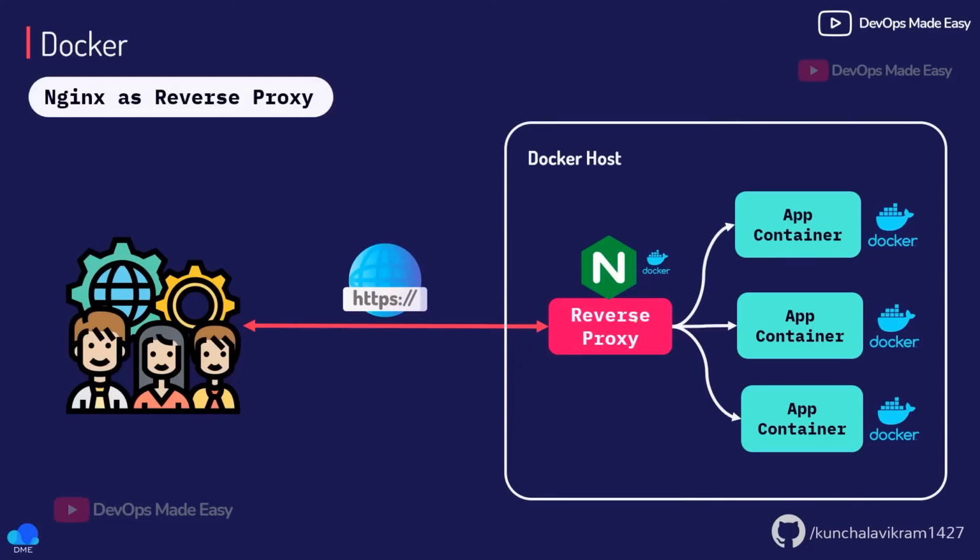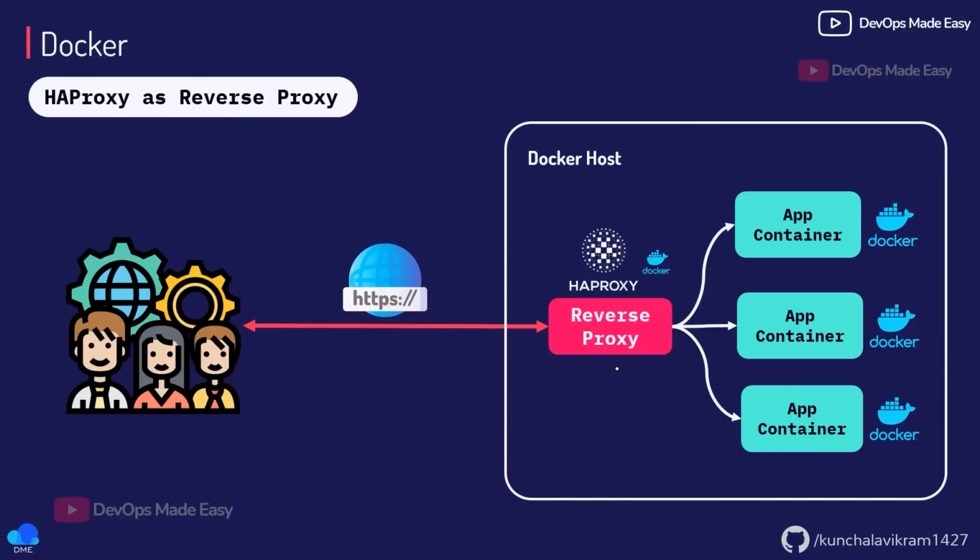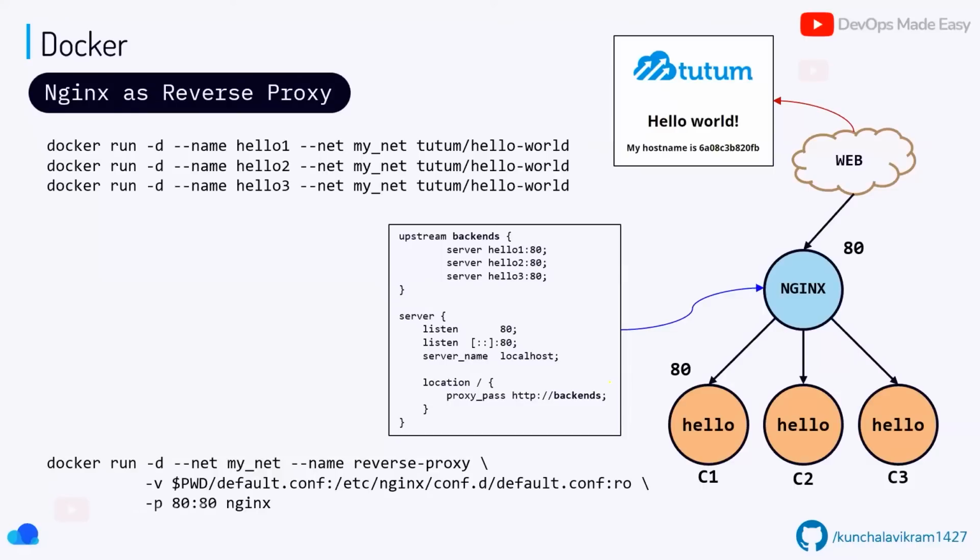So here the reverse proxy can be implemented in Nginx or using HAProxy. You can run it as a container. You can run it as a simple system service. It is up to you. Now take this example, because we are going to implement this example.